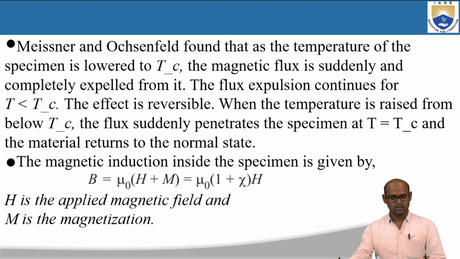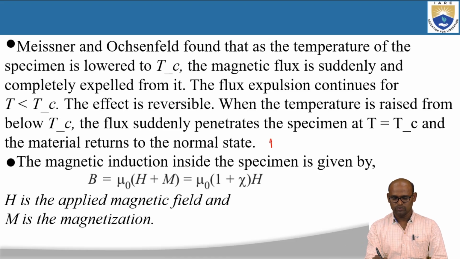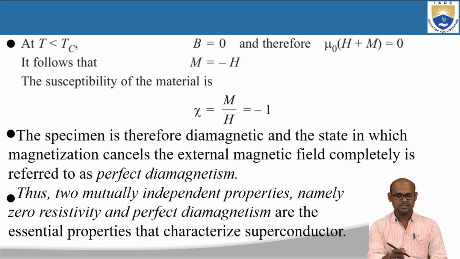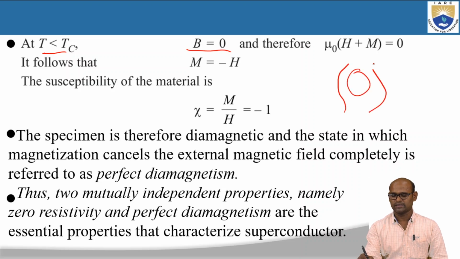So the magnetic induction or the magnetic flux lines per unit area inside the specimen when T is less than Tc is B equal to mu naught into (H plus M). We know that M is equal to chi into H. So when you substitute this, you will get B equal to mu naught into H into (1 plus chi), where M is the magnetization inside the material and H is the applied magnetic field. Okay. So when T is less than Tc, we know that magnetic induction is 0 because the material expels the applied magnetic field. So that means B is equal to 0.